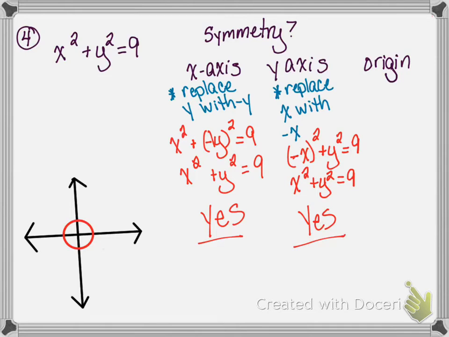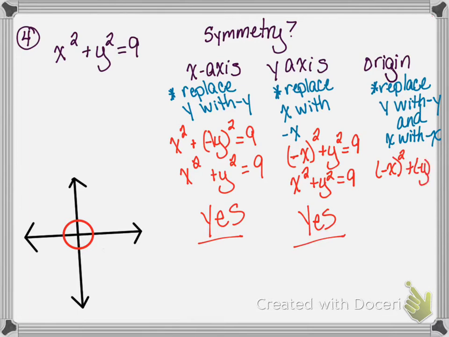Okay? The origin, to determine if something's symmetrical to the origin, we replace both. Replace y with negative y and x with negative x. So now I'm going to have negative x squared and negative y squared. And when I square each of those negatives, I get x squared plus y squared equals 9. And so it is symmetrical to all three.